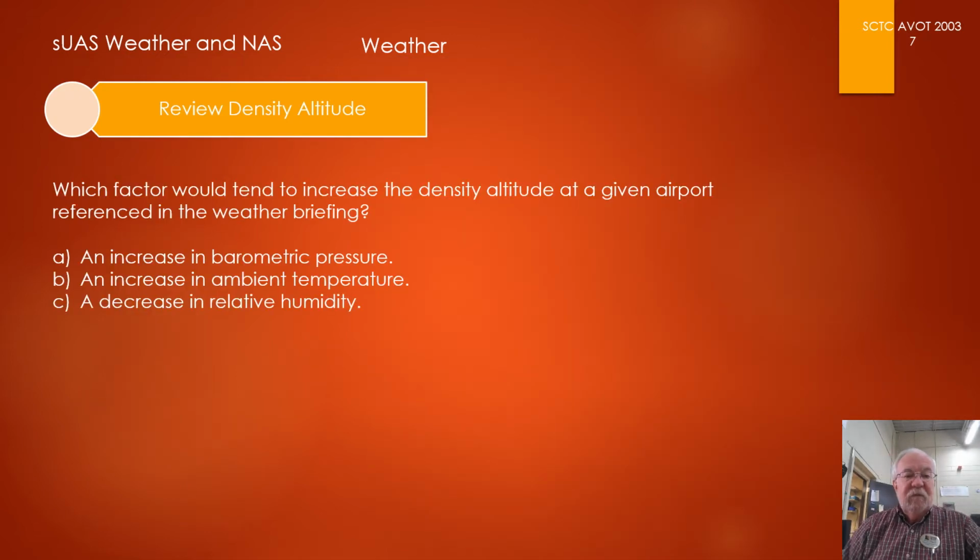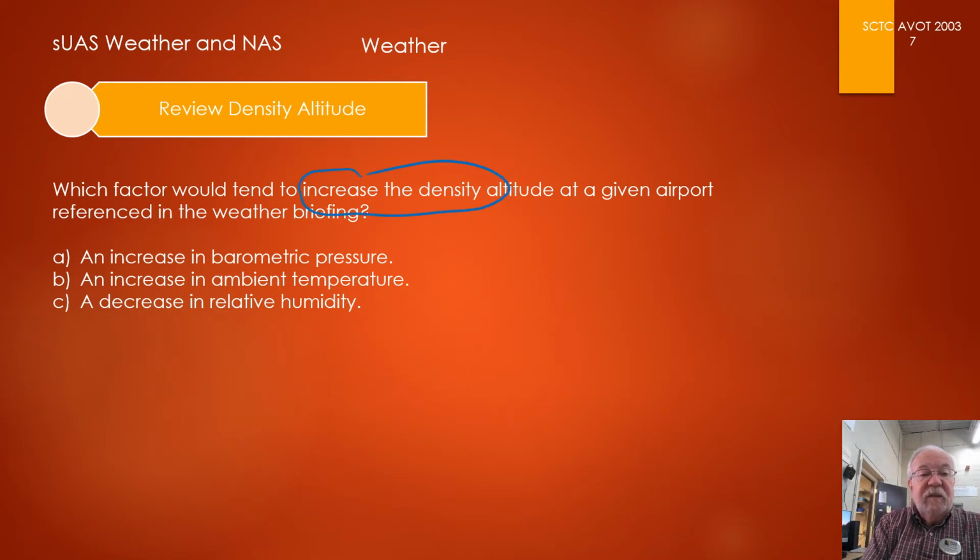And here's a question, a more general question about this same issue. Which factor would tend to increase the density altitude at a given airport, referenced in a weather briefing? Increased density altitude is the question. Read the question. Read the question. What tends to increase the density altitude? An increase in barometric pressure? No, that means the air is thicker.